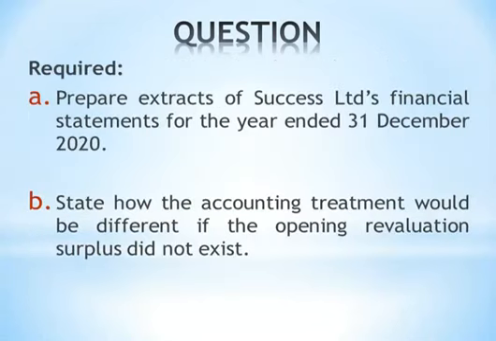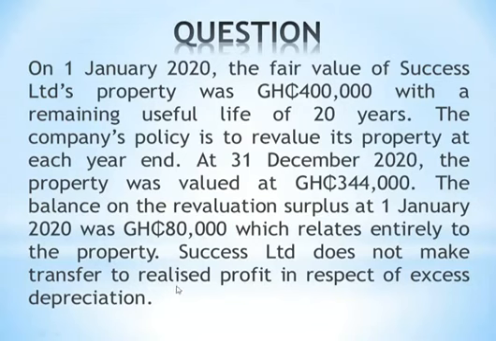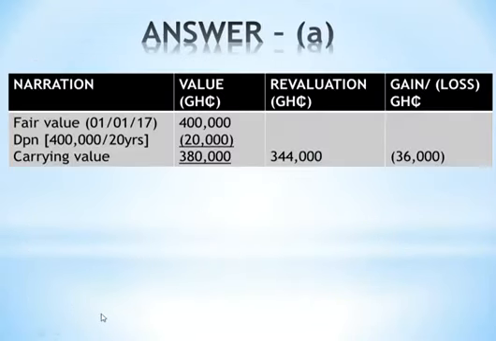Let's look at the requirement. Required: A. Prepare an extract of Success Limited's financial statements for the year ended 31st December 2020. B. State how the accounting treatment will be different if the opening revaluation surplus did not exist. So now let's analyze the question before we jump into the solution.